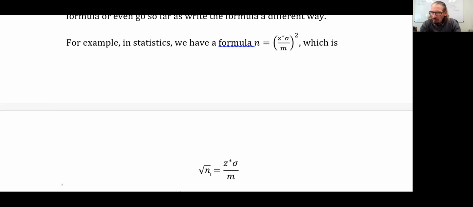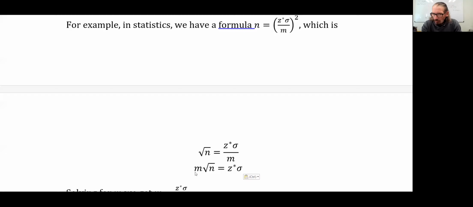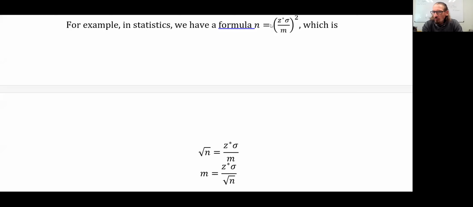Let's say I have to have that formula written where m is alone instead of n. Well, I could get rid of the fraction by multiplying both sides by m. And then we have something multiplied to m. So we could then divide by that thing that's multiplied to m to get m alone. Divide both sides by the square root of n. And in statistics, we actually need to work with both versions of that formula, but quite often they'll only give you one version and assume you know the algebra it takes to rewrite it.